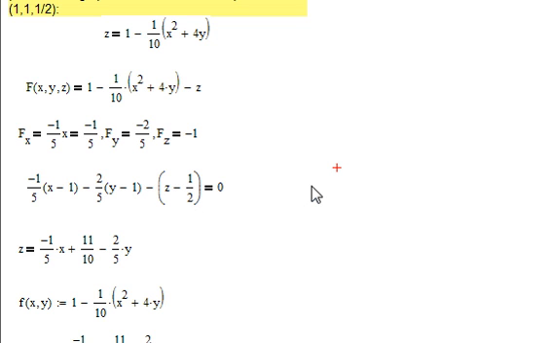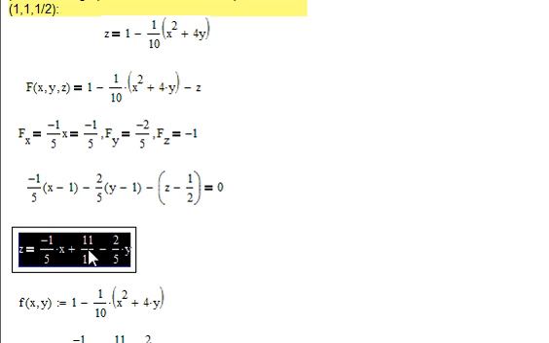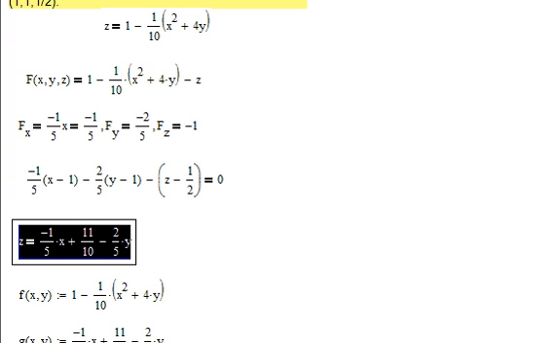you could add z to both sides and then collect up the like terms on the left. You get -1/5 x and minus 2/5 y. That's pretty easy to see. When I multiply it by 1, I'm going to change it to +2/10, and this -2/5 times this -1 makes it a +4/10, so we got 2/10 plus 4/10 plus 1/2, which would give us 5/10, so we got 11/10 altogether. So there is our tangent plane.